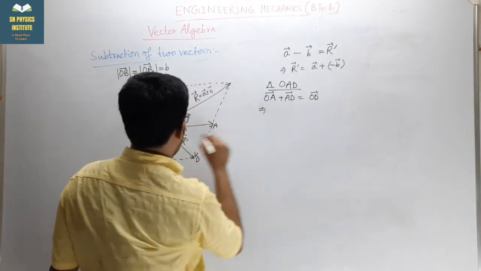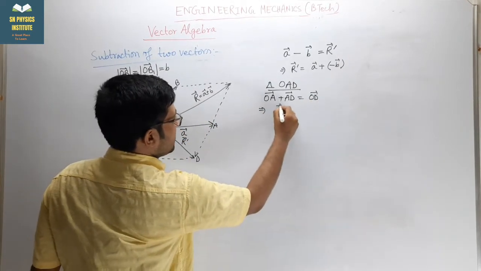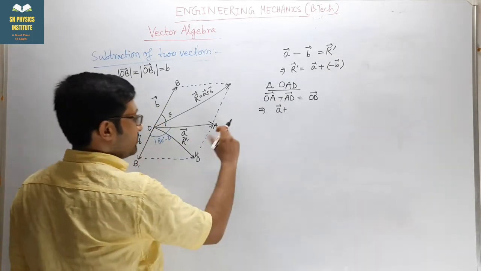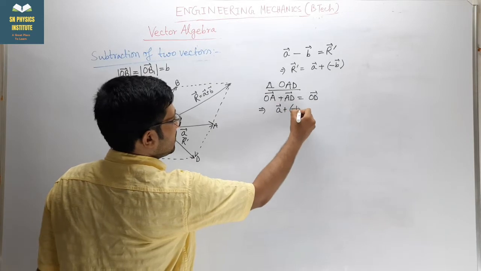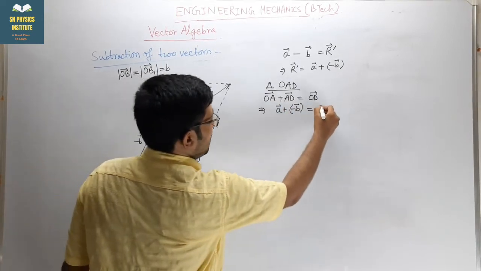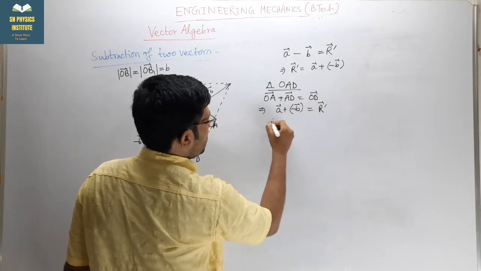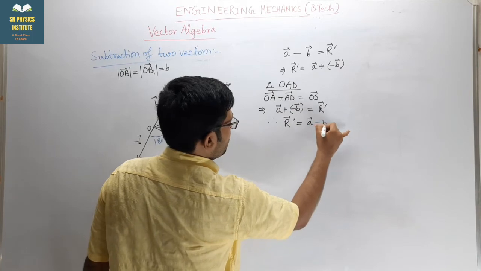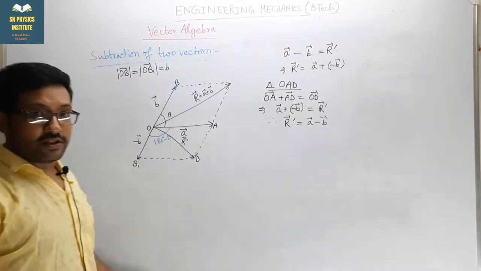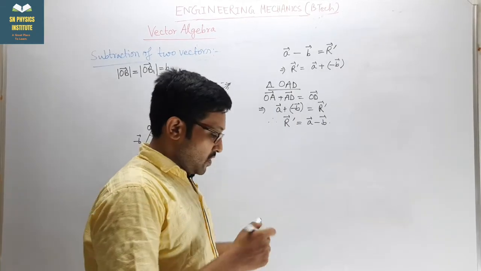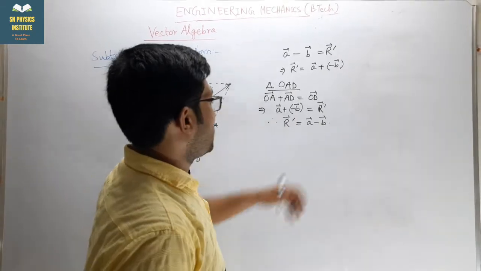And see, OA vector means A vector, and AD vector means OB1 vector, equal vector. So that is minus B vector, and OD is equal to R prime vector. So you can easily write R prime vector is equal to vector A minus vector B. So these things you can easily write. R prime vector is equal to this one, right? So this is the subtraction of the two vectors.